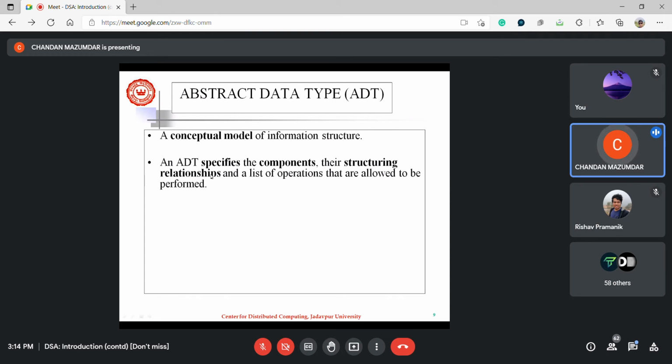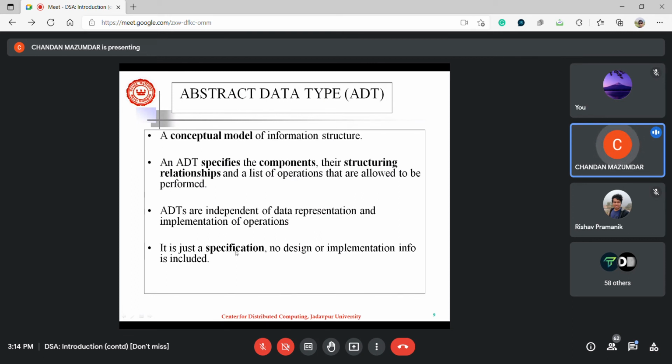So those relationships should be there, and then a list of operations that are allowed to be performed. Now the point is, this is a specification. Okay? This ADT actually is a specification. It does not require any representation or operation implementation, nothing. So they are only the specifications. So you should very well understand that there is a difference between the specification and its implementation. Okay. So the ADTs are independent of data representation and implementation of operations. That you should understand.